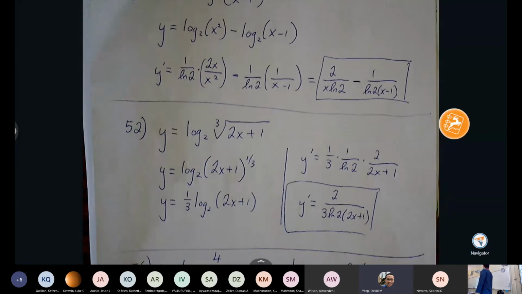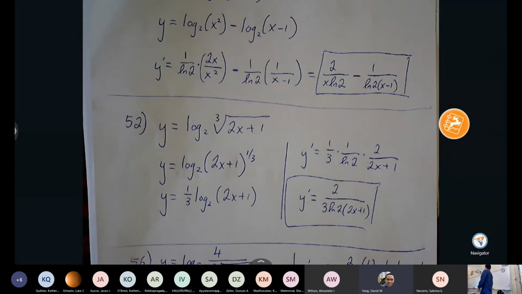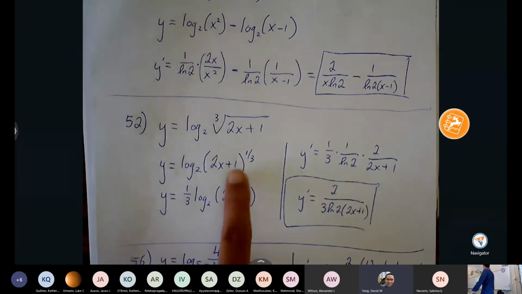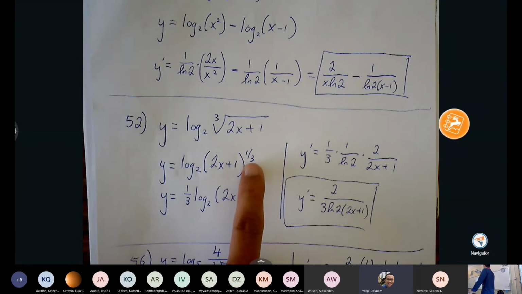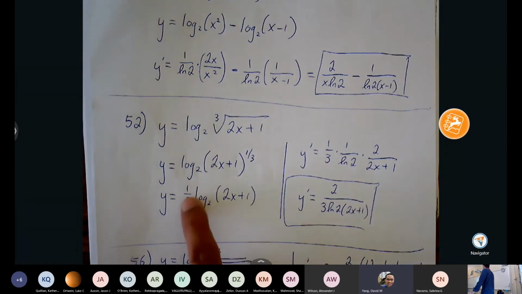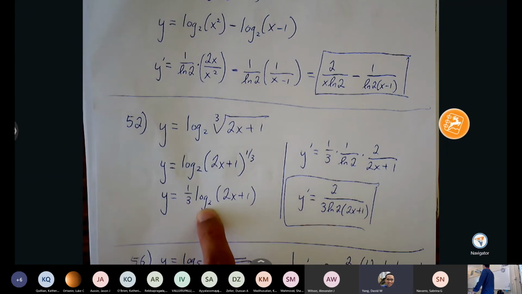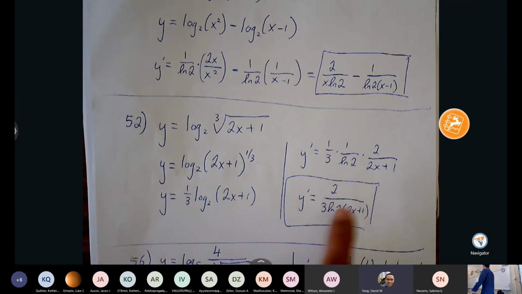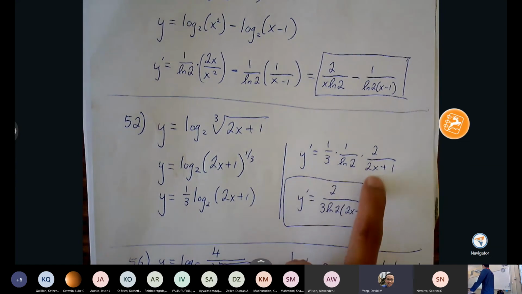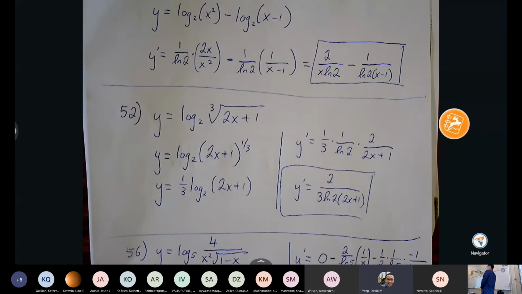Okay, look at 52. We want to resolve that radical a bit, so rewrite it as a rational exponent raised to the 1/3. Keep going, right? We have an exponential power property. We can keep going, so bring that 1/3 down in front. Now we have a much easier u value to work with. So our derivative, keep the 1/3, convert that to base e, so 1 over natural log of 2, and then the rest looks just like your natural log rule, u prime over u. Okay, questions?